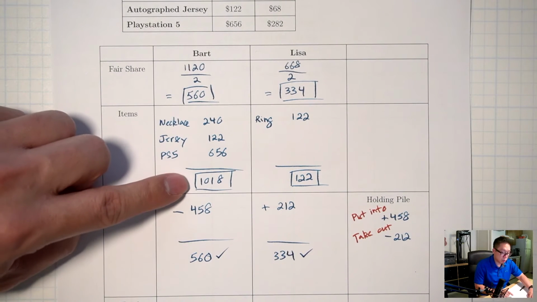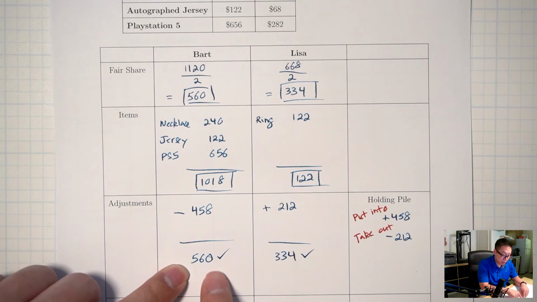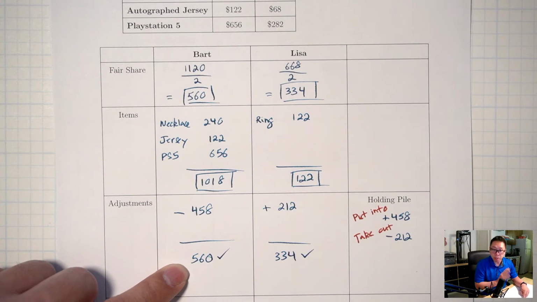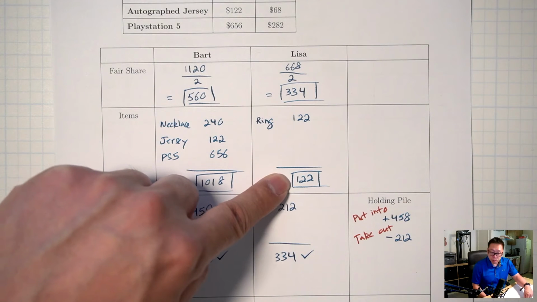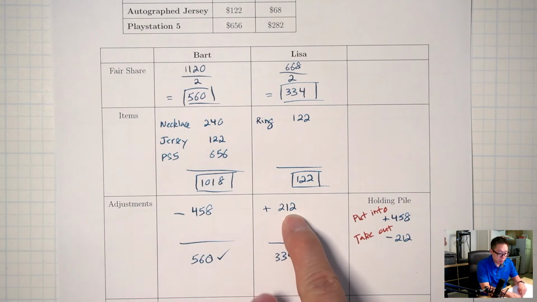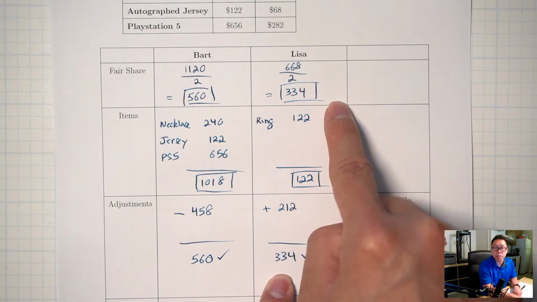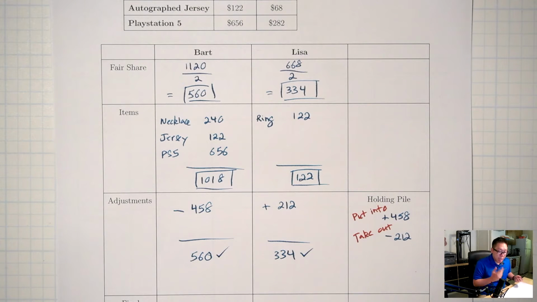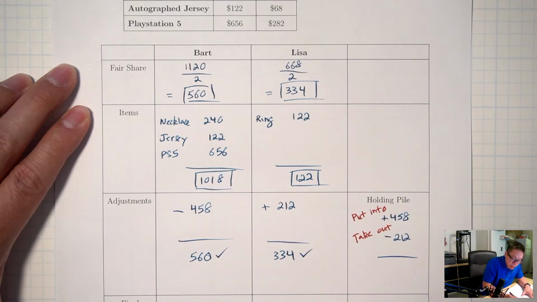So Bart got $1,018 worth of items. He paid $458, which brings him down to $560, which is exactly what he thinks he deserves. Right? He's happy. Lisa, she got $122 worth of stuff. We gave her some money, and then she ends up being at $334, which is exactly what she thinks she deserves. So she's happy.